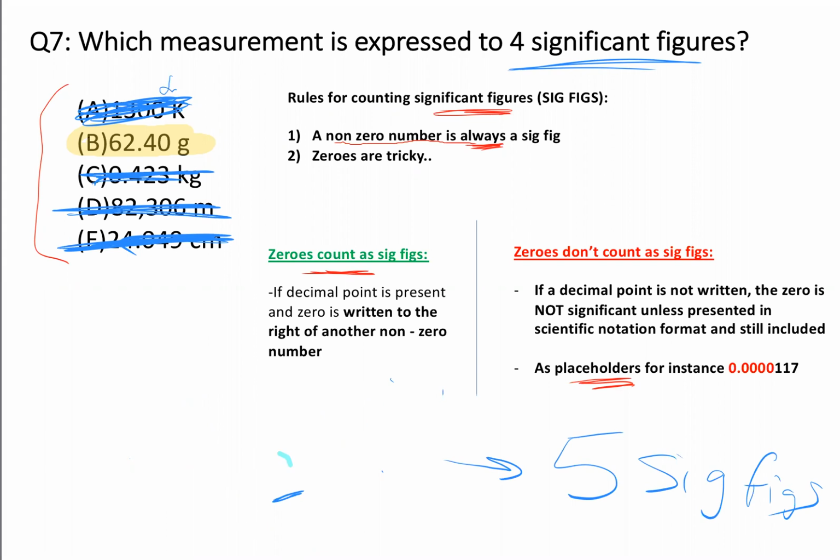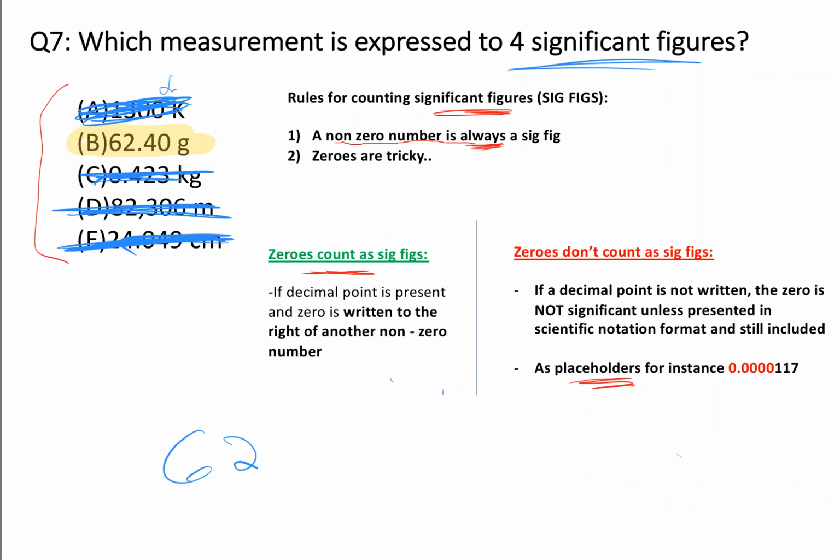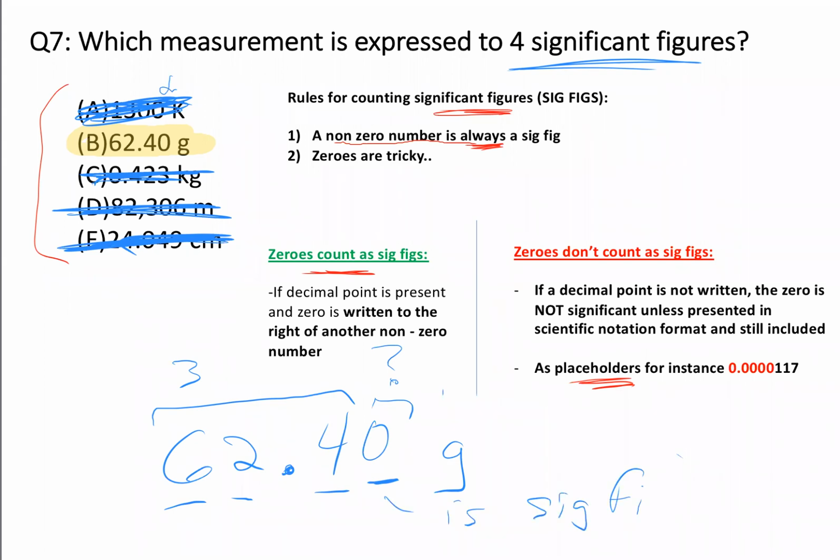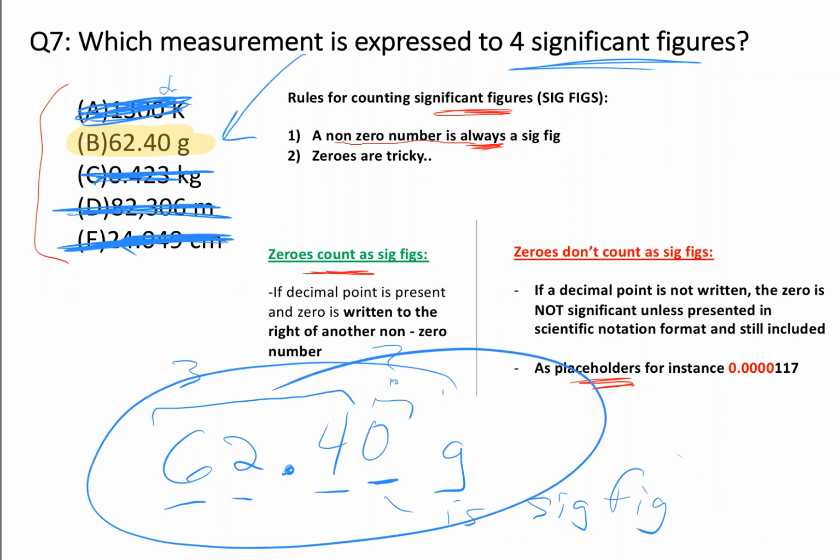And you ask, what about that trailing 0? Because if you look at the number itself, it's 62.40 grams. Well, clearly, the 6, the 2, the 4 gets us to 3 sig figs. But what about this 0? Well, that 0 is to the right of a decimal point. It is also to the right of a measured non-zero number. So that 0 is significant. It is a sig fig, which means that 62.4 has 4. That is our answer to this question.